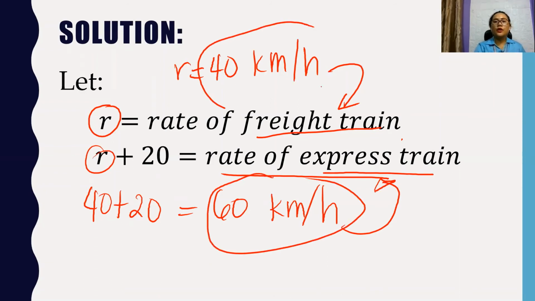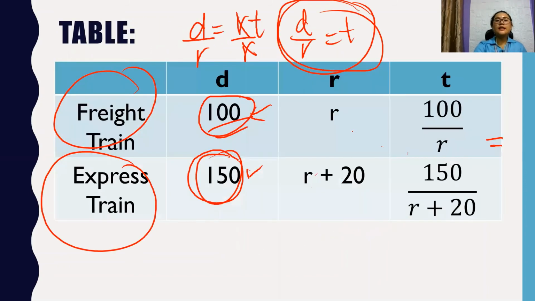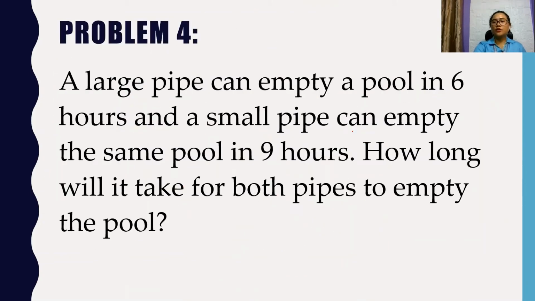Okay? So, ito na yung dalawa mong sagot. For the freight train, you have the rate of 40 kilometers per hour. And for the express train, you have 60 kilometers per hour. Alright? So, I hope na naintindihan niyo kung paano kinuha yung ating motion problem using the distance formula. Okay? So, we will have another.